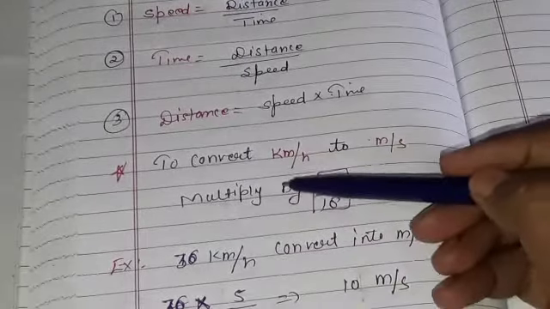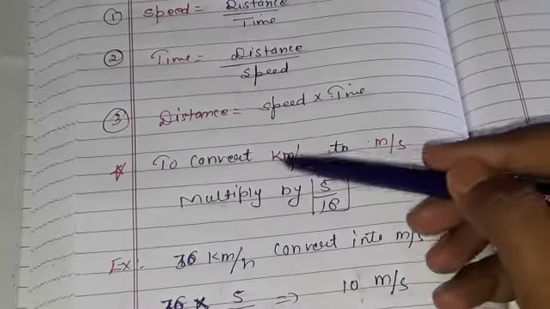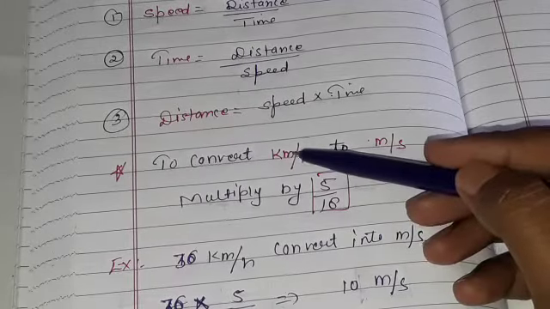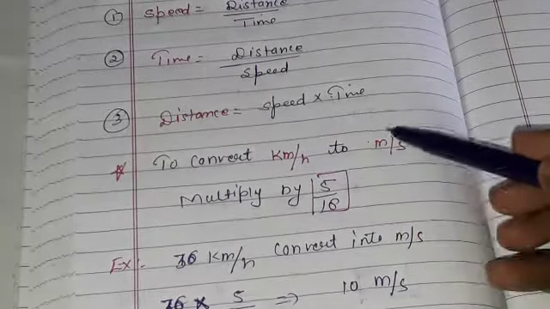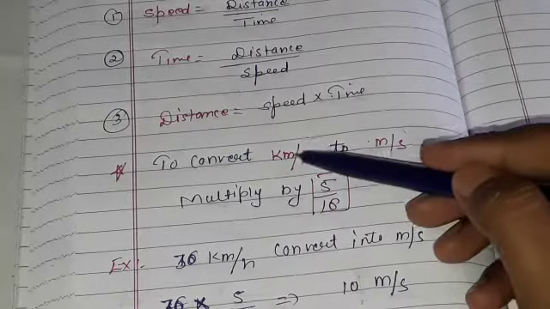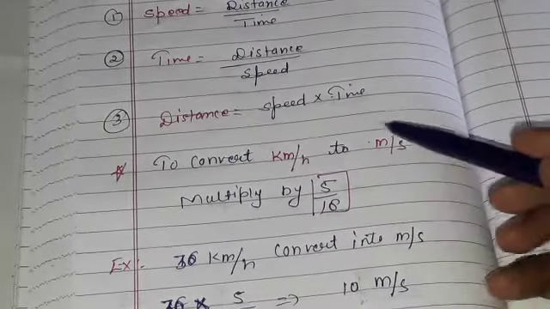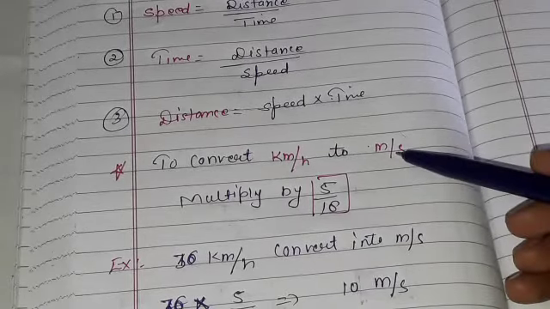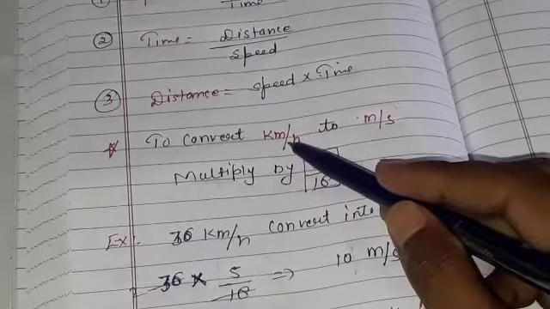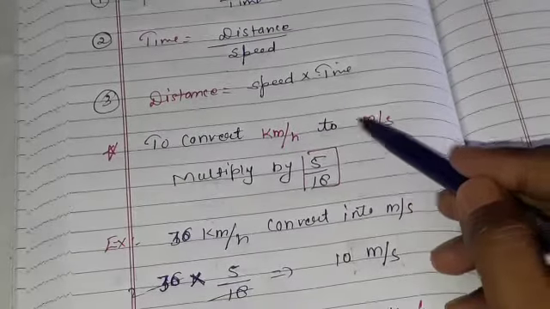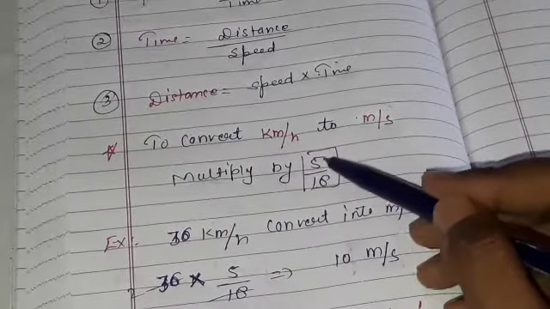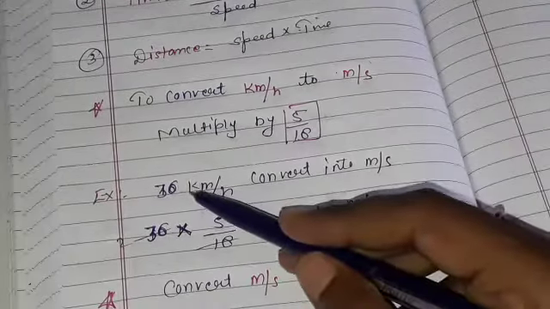Now class, one more thing which is important: how to convert kilometer per hour into meter per second. We all know we can measure speed in kilometer per hour and meter per second. Sometimes in numericals they give you the question in kilometer per hour and ask for your answer in meter per second. So how do you convert? If you want to convert kilometer per hour into meter per second, then multiply your kilometer per hour value by 5/18.